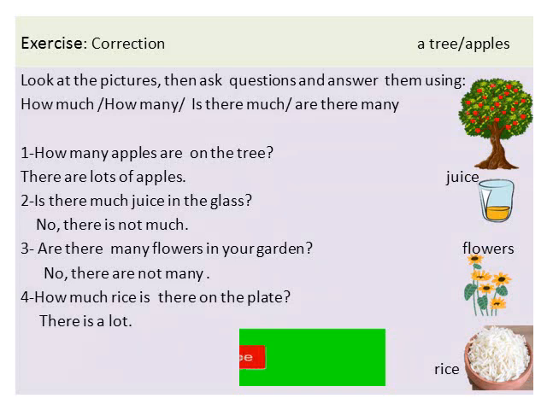The answer, picture 1, how many apples are on the tree? There are lots of apples. Picture 2, is there much juice in the glass? No, there is not much. 3, are there many flowers in your garden? No, there are not many. 4, how much rice is there on the plate? There is a lot.